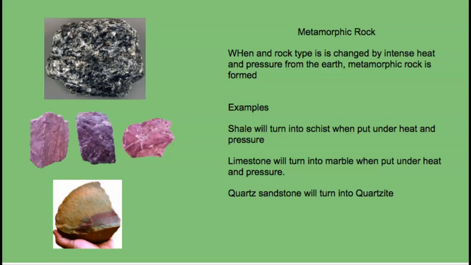When a rock type is changed by intense heat and pressure from the earth, a metamorphic rock is formed. So if a rock is down in the earth for a long time and gets a lot of heat and pressure, it goes through a change. Like shale will turn into schist when it's put under heat and pressure. And this is a picture of schist right here. Limestone will turn into marble when it gets put under heat and pressure, and quartz sandstone will turn into quartzite, which is what we're looking at here.